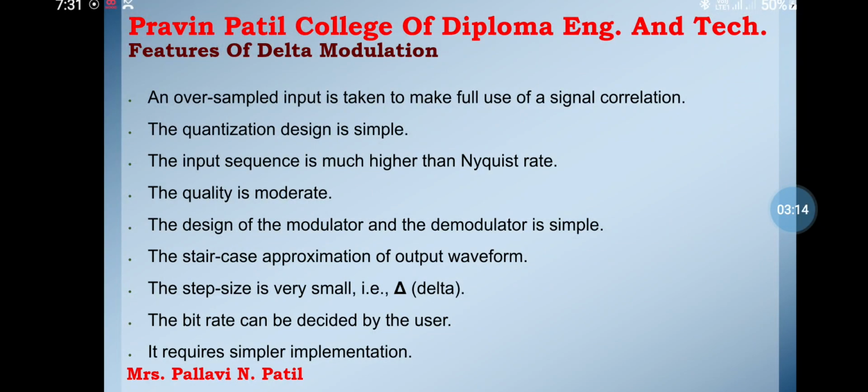Next are the different features of delta modulation. The oversampled input makes full use of signal correlation. The quantization design is simple. The input sampling rate is much higher than the Nyquist rate. The quality is moderate. The design of the modulator and demodulator is simple. The output waveform is a staircase approximation. The step size is very small. The bit rate can be dictated by the user. These are the features of delta modulation.